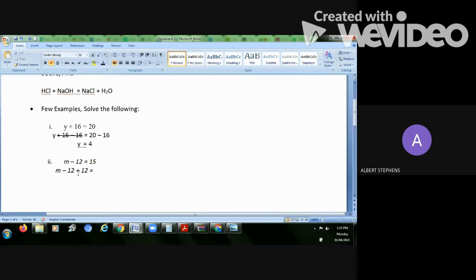So what you do, you add 12 on the left. And because you add 12 on the left, you add 12 on the what? The right. And the negative 12 plus 12 will give us 0 on the left. So therefore, m is equal to 27. Everybody follow?